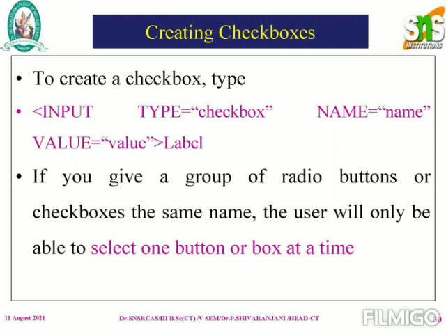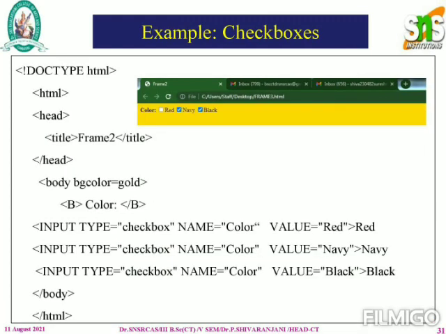So here the body of the web page should be gold, and I have described the color as bold, and I'm getting it. I'm going to create three checkboxes named red, navy, and black, and I'm closing the particular body.